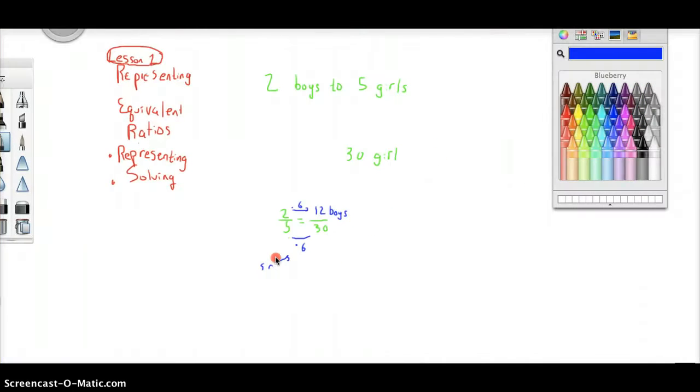Scale. Sorry about that, switching going on. Scale factor. Okay.